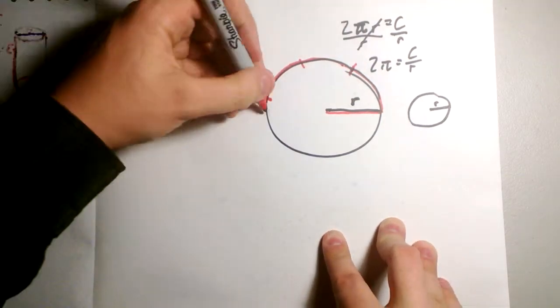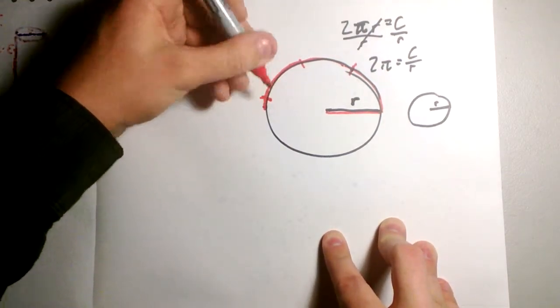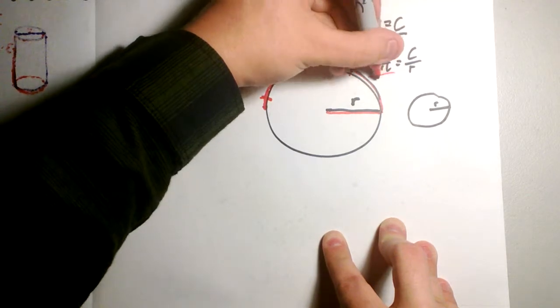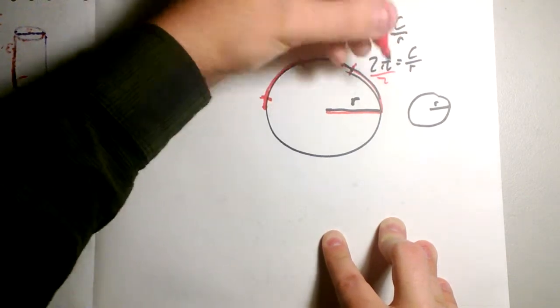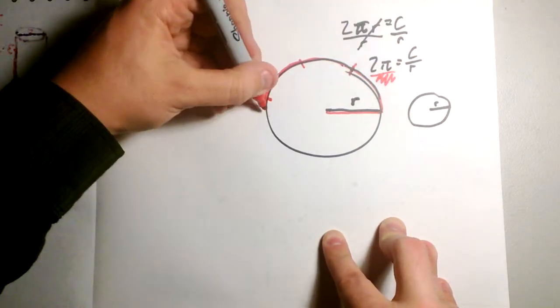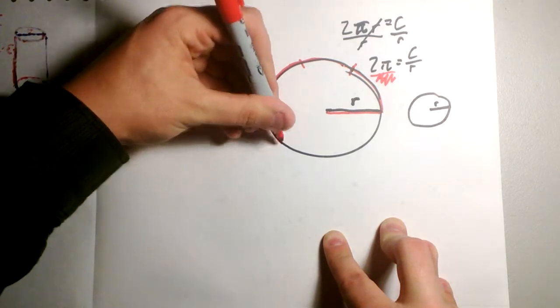Yeah. All right, so that's halfway. And by halfway would be half of this, which is just pi. But we're not doing that. We're going completely around. So let's keep going.